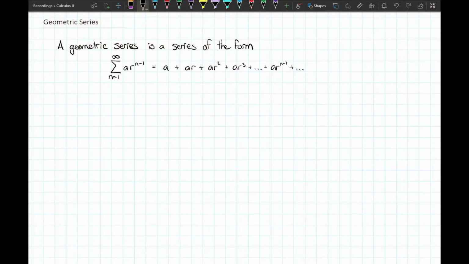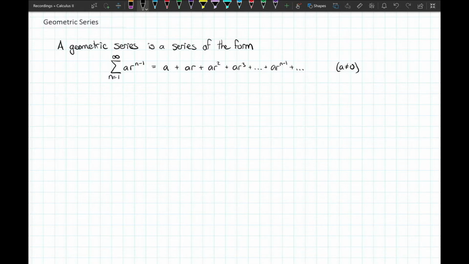A geometric series is a form where we have ar to the n minus 1, starting from n equals 1 going up to infinity. That means that our first term is simply just a. a is some constant. Now obviously a should not equal 0 here, otherwise it would be a pretty boring series.